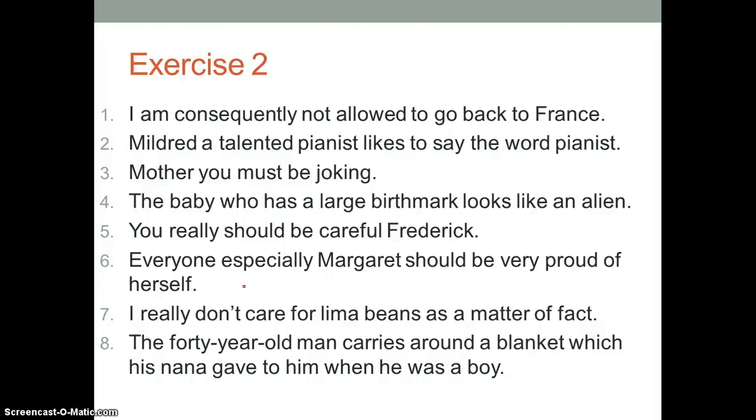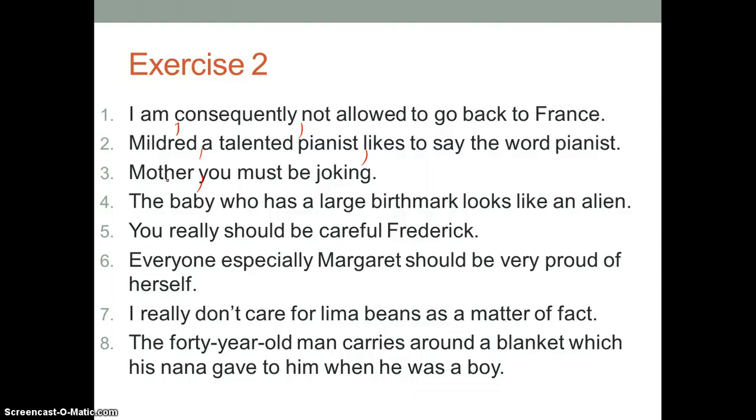So number 1, "I am, consequently, not allowed to go back to France." Consequently is a parenthetical phrase or word. It interrupts a sentence, and I'm going to surround it with commas. "Mildred, a talented pianist, likes to say the word pianist." So Mildred, a talented pianist, we have an appositive, a talented pianist renames Mildred. "Mother, you must be joking." Mother is a direct address. I'm talking to mother in that sentence, so I offset her with a comma.